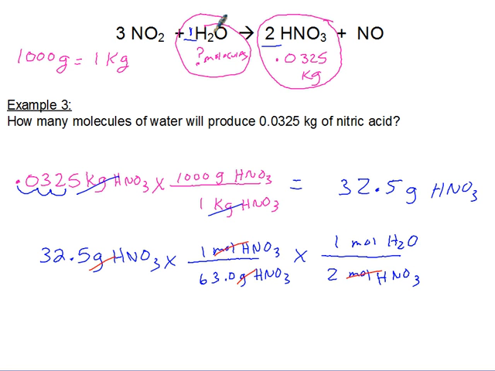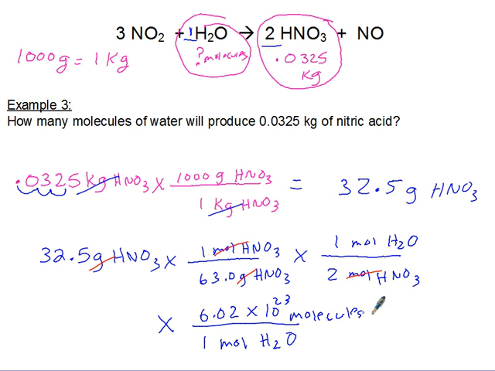I don't want moles of water, I want molecules of water. So we need to do one more conversion factor. I'm running out of room, so I'm just going to keep on going down here. We're going to multiply that by, for every 1 mole of water, there are 6.02 times 10 to the 23rd molecules of water. And when you do this, moles will cancel out with moles.